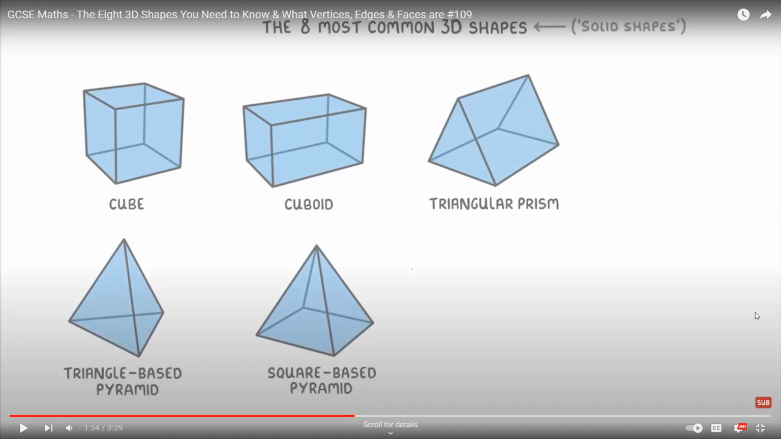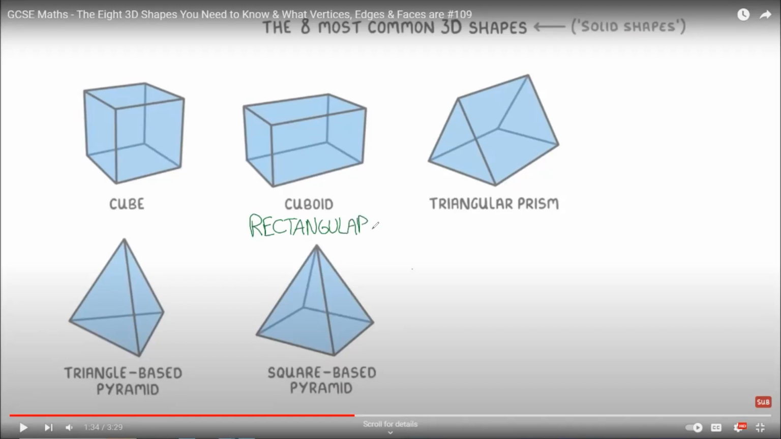On the GED formula sheet, the cuboid is going to be known similarly here. It's going to be called the rectangular prism. So just keep that in mind, that that's what you're going to see.